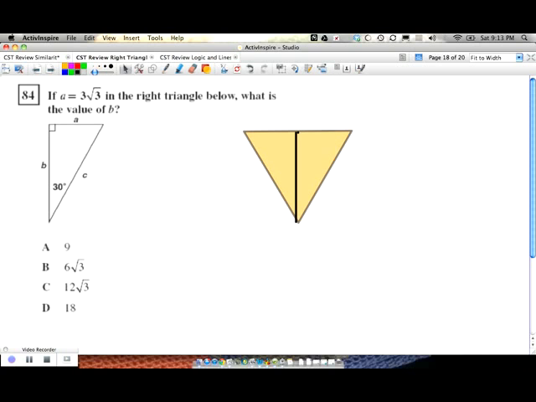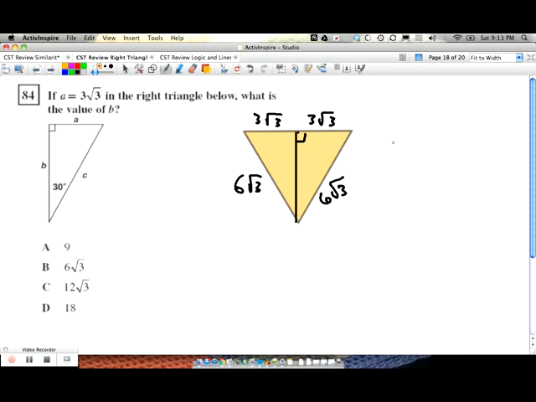And they're saying that A is 3 root 3. So this side right here is 3 root 3. That means that this other half would also be 3 root 3. And then each of these diagonal halves would be 6 root 3, or those two pieces added together. What it's asking me then is, what is this height?